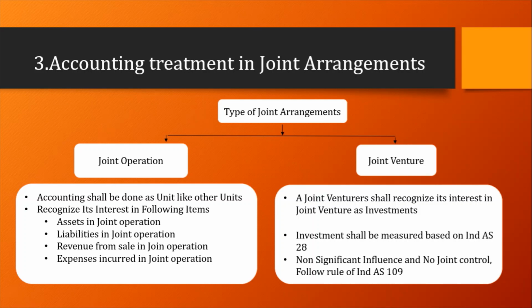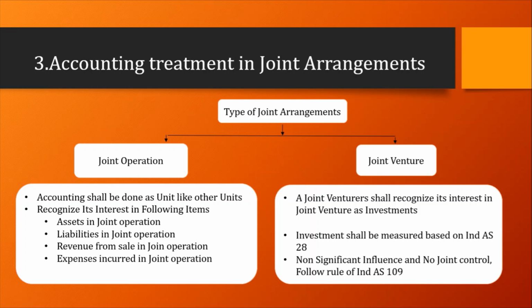If we are talking about joint operations, the accounting of a joint operation would be done by the entities as they have separate entities. Whatever percentage they have agreed in their contract, they will recognize the assets, liabilities, revenue from sales or expenses incurred in the joint operation as per their shares. Suppose one party has a 30% share as per the joint arrangement in the joint operation, it will recognize 30% of the assets, liabilities, revenue and expenses in its financial statements.